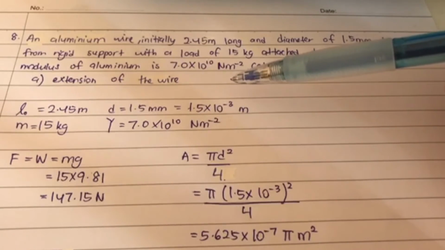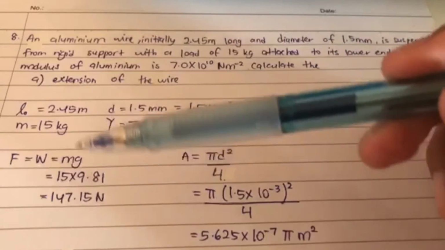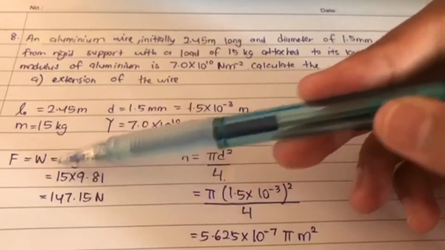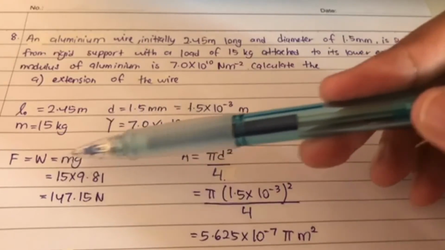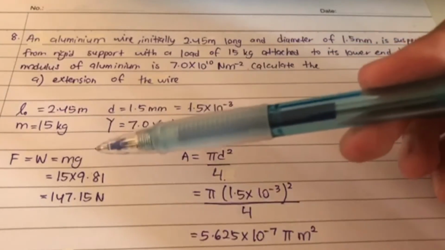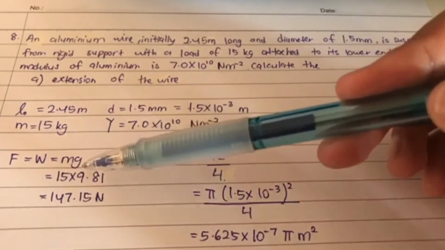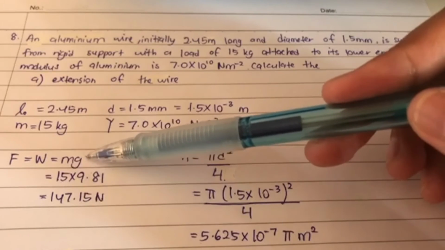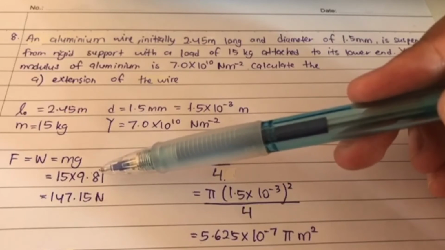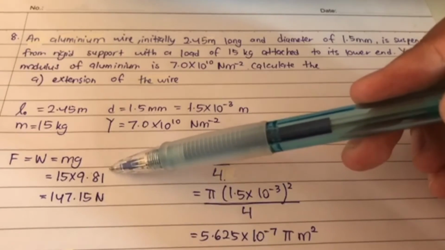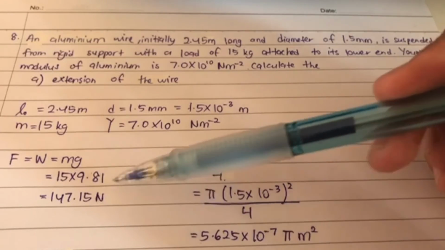And then first we need to find the force. From this case, we need to find force by using the formula W equals to mg. So we know that the mass is 15 and the G is 9.81. So we just simply times, we got 147.15 Newton.